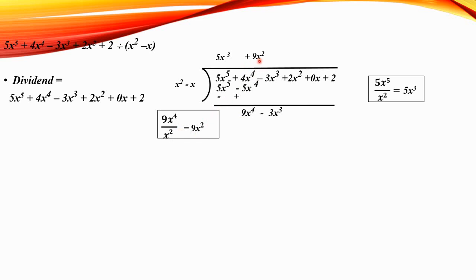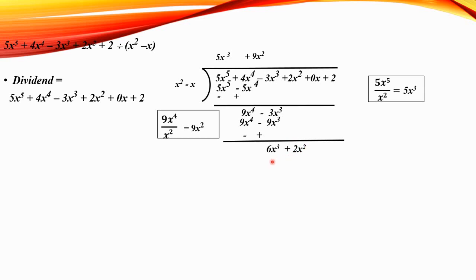Now multiplying plus 9x square into x square minus x, we get plus 9x raised to power 4 minus 9x cube. Subtracting, the signs will be changed. 9x raised to power 4 will become minus, and plus 9x raised to power 3 will become plus. So these two terms will be cancelled and we get minus 3 plus 9 as plus 6x raised to power 3, and the next term will be plus 2x square.